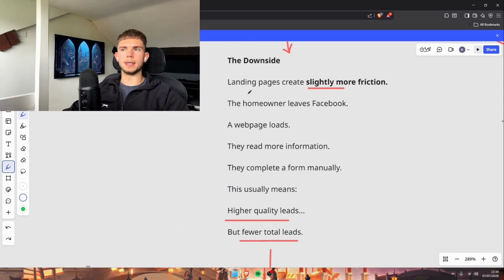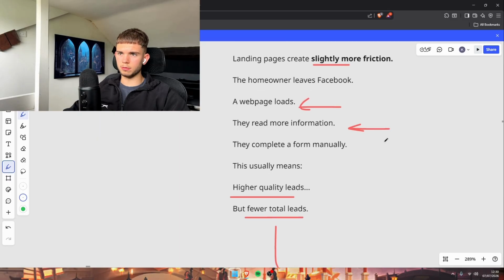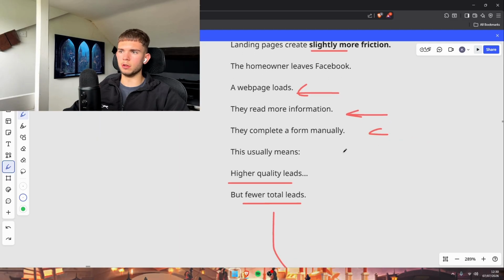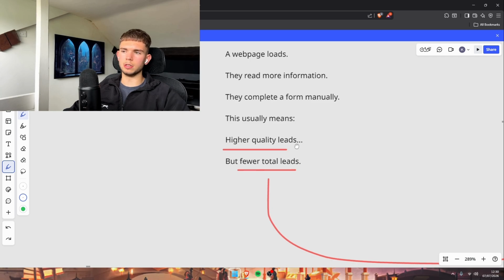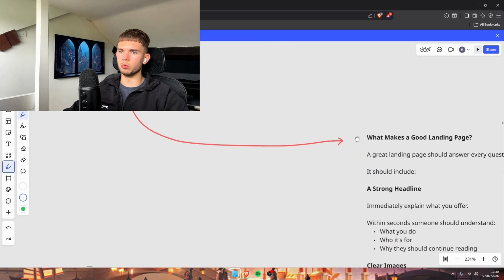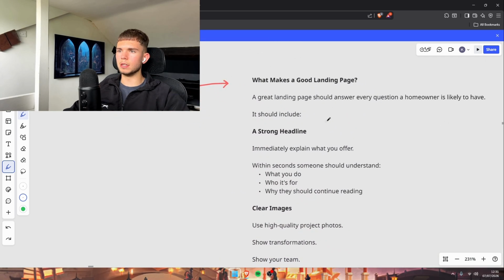The downside to landing pages is that it creates slightly more friction. So the homeowner leaves Facebook, the web page has to load, they need to read more information, and complete a form manually. So this usually means, obviously, higher quality leads, but you also get fewer total leads. So what makes a good landing page?